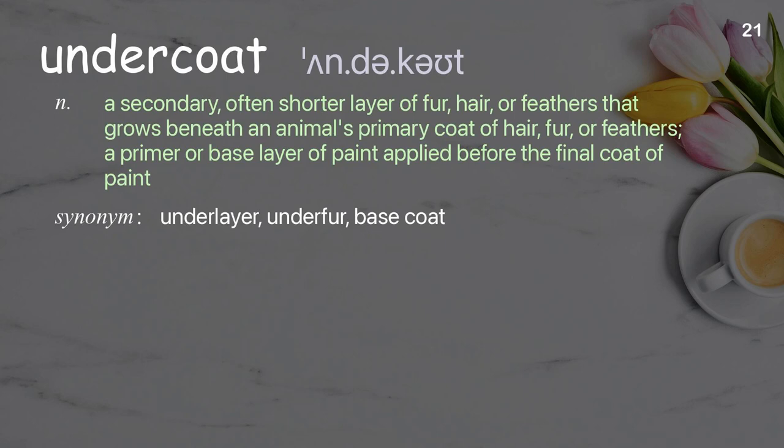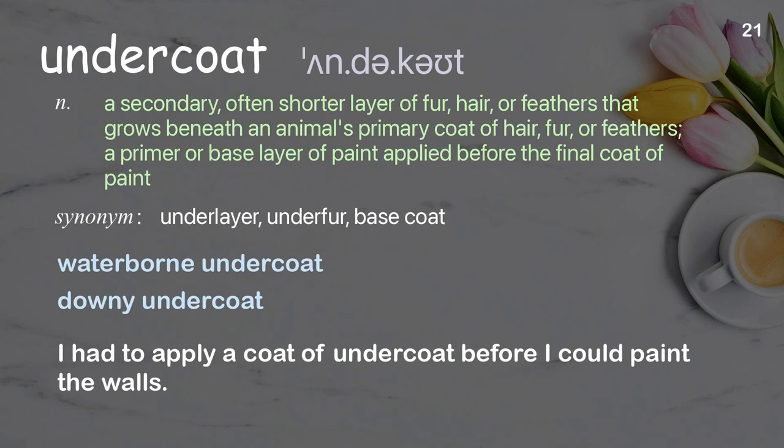Undercoat. A secondary, often shorter layer of fur, hair, or feathers that grows beneath an animal's primary coat of hair, fur, or feathers, a primer or base layer of paint applied before the final coat of paint. Examples: Waterborne undercoat. Downy undercoat. I had to apply a coat of undercoat before I could paint the walls.